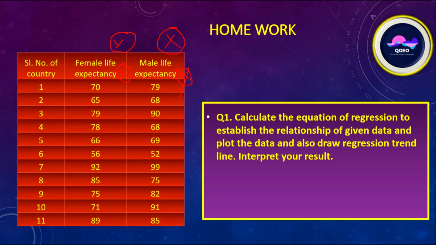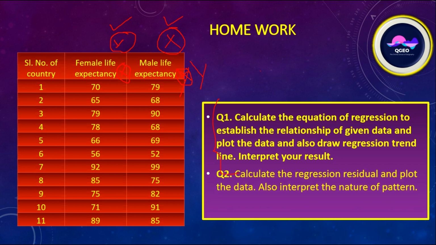In the first case, let female life expectancy be X and male life expectancy Y. Then in the other case, you can also keep it Y and the other X. Then calculate vice versa in two ways. That is the first homework, and the second homework is to calculate the regression residual and plot the data. Also interpret the nature of the pattern, either linear or non-linear. Okay, it is your homework.